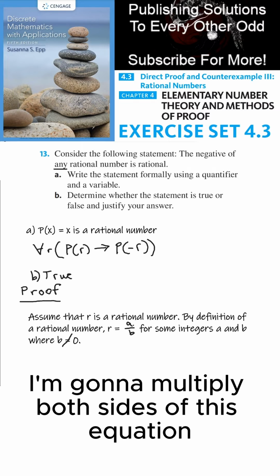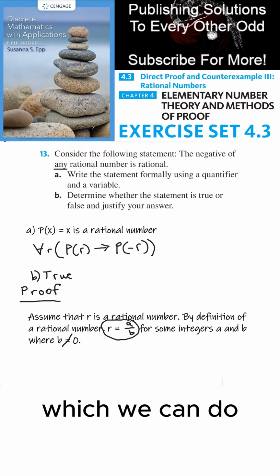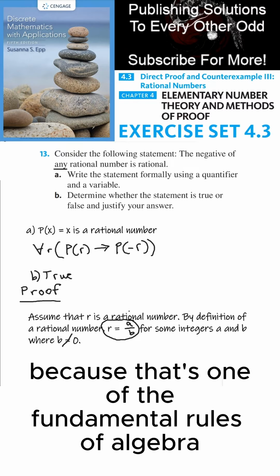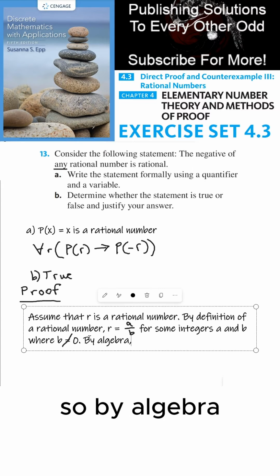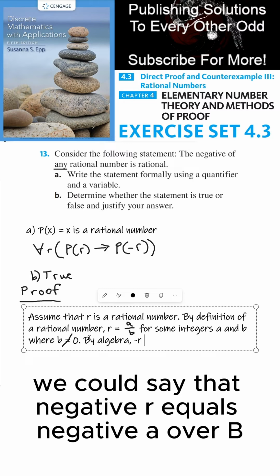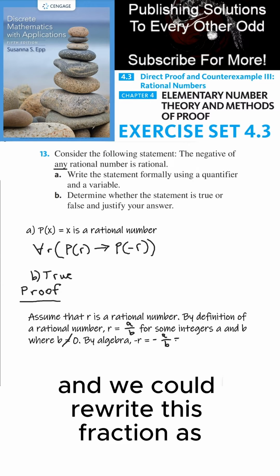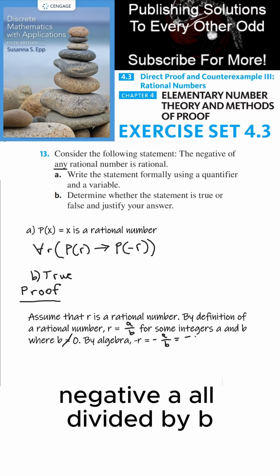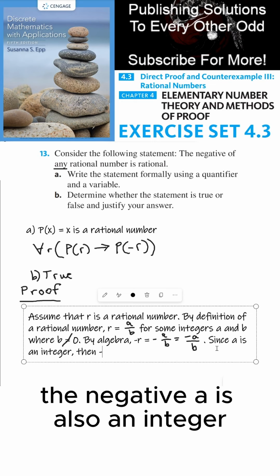So what I'm going to do is multiply both sides of this equation by -1, which we can do because that's one of the fundamental rules of algebra. So by algebra, we could say that negative r equals negative a over b, and we could rewrite this fraction as negative a all divided by b. Since a is an integer, then negative a is also an integer.